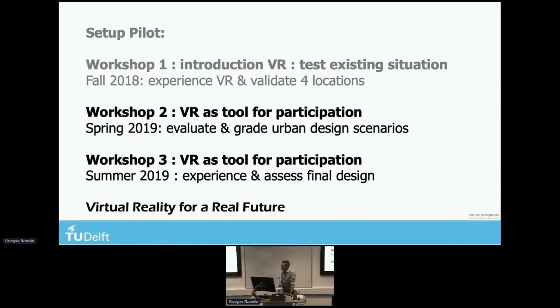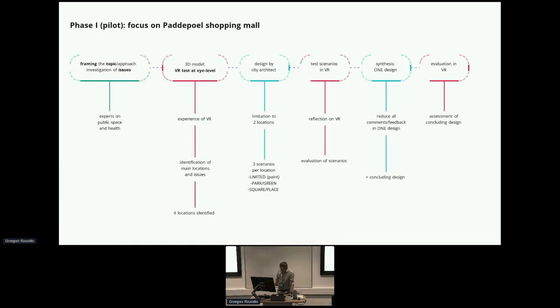And we did that twice. So there are two cycles for this. The first cycle is the pilot phase, in which we only tested the surroundings of the shopping mall. And a second phase, it was a bigger project with three locations. So in every location, well, this is maybe a bit complicated scheme, but in every location, it takes time to develop that. So first of all, you have to frame the topic. In this case, the post-war neighborhoods and the location, Paddepoel, the shopping mall.